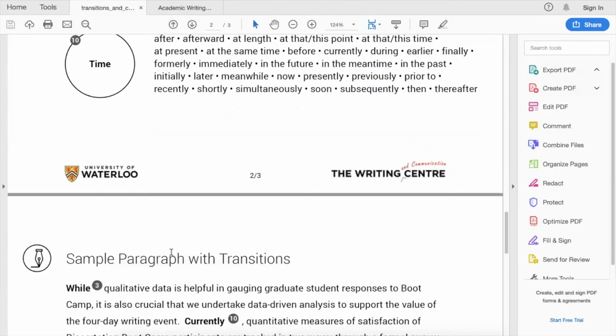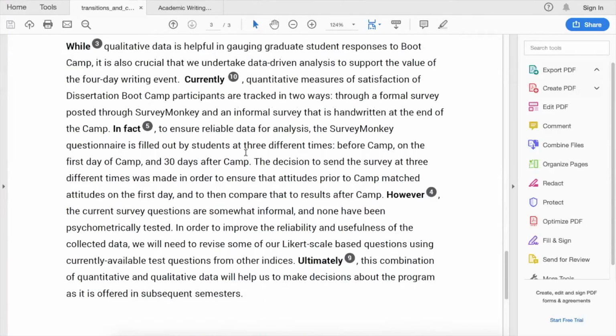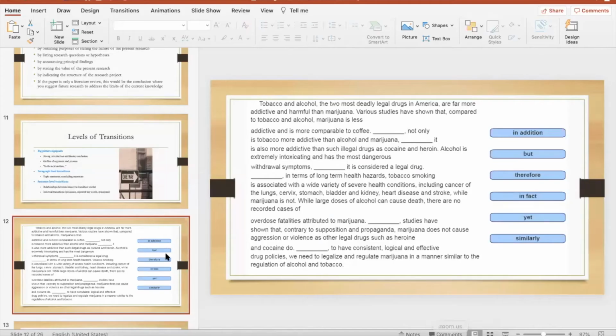And you'll see that this PDF shows a sample paragraph that shows each different type of transition, how they're used within the paragraph. So don't neglect your transitions when you're writing your literature review. Okay, so back in here.